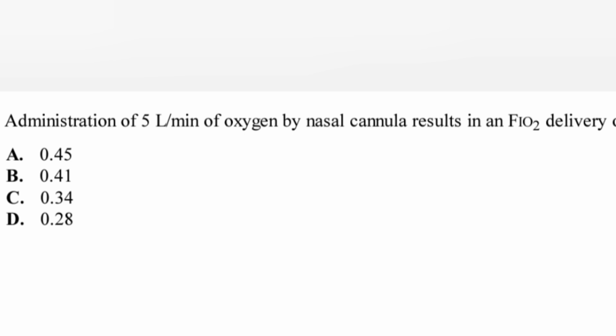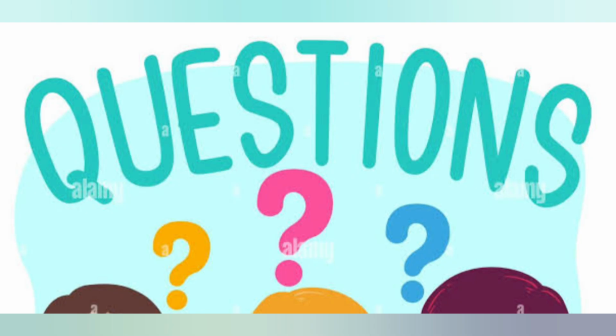In 5 liter, there will be an increase of 0.04 times 5, which equals 0.2. And as we know, in atmospheric air there is 21% oxygen. So the total FiO2 will be 0.21 for room air and an additional 0.2 due to the 5 liter of oxygen, as each liter of oxygen increases the FiO2 by 0.04. So the total will be 0.41.